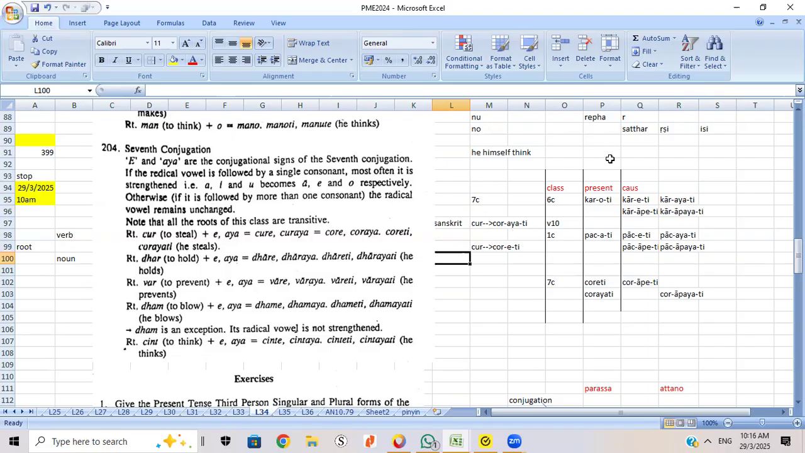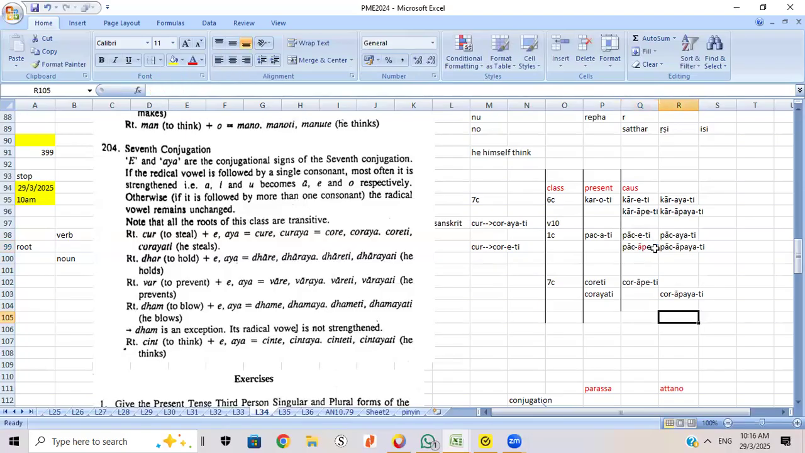Now, I'll give you two examples. This is the first conjugation: pac plus a plus ti. This is the present tense. So the causative for this one will be paceti and pacayati. If you compare this and this, the only difference is that this is added in to make it slightly different, so technically they are the same.